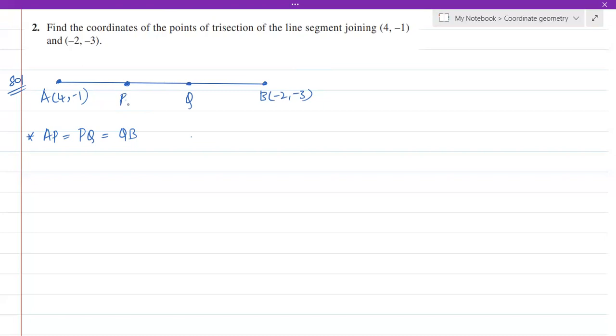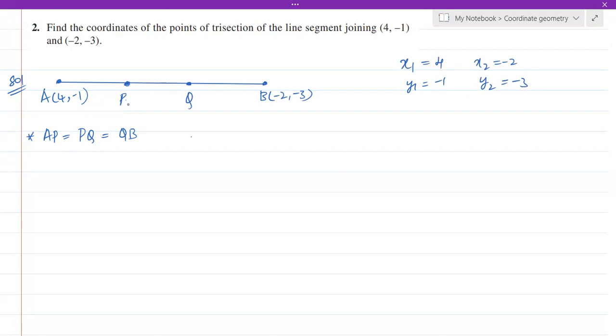Now, according to the formula, if you want to find the coordinates of P and Q, you need x1, y1, x2, y2, which is known. x1 is 4, y1 is -1. Similarly, x2 is -2, y2 is -3. You know x1, y1, x2, y2. What else is required? M and n value.